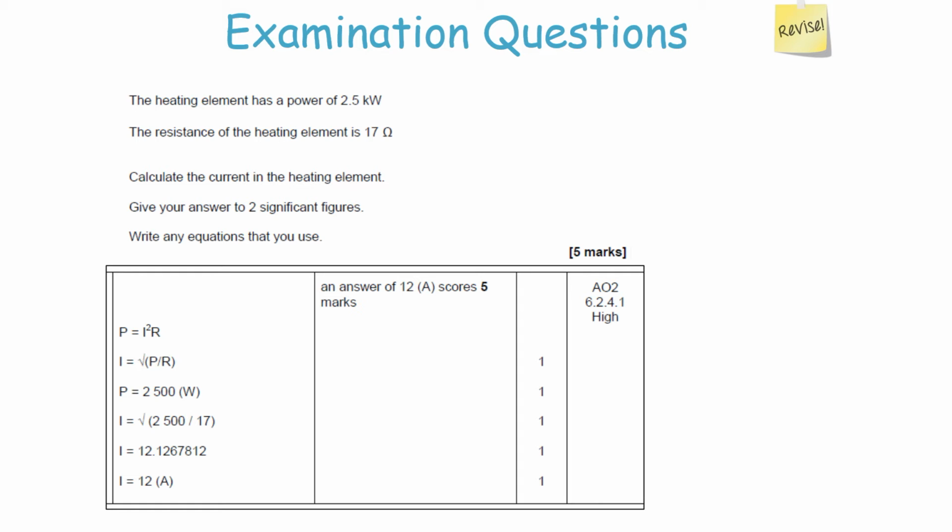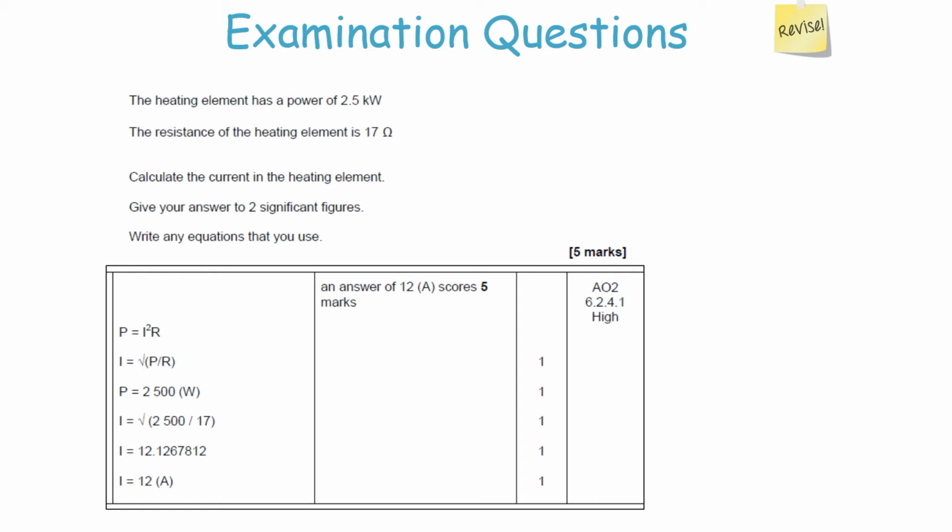So if we rearrange it, we know that I squared is going to equal P over R. So I is equal to the square root of P over R. So I is equal to the square root of 2,500 over 17. We work that through and get 12.12678812. Now we've got to then have it to two significant figures.